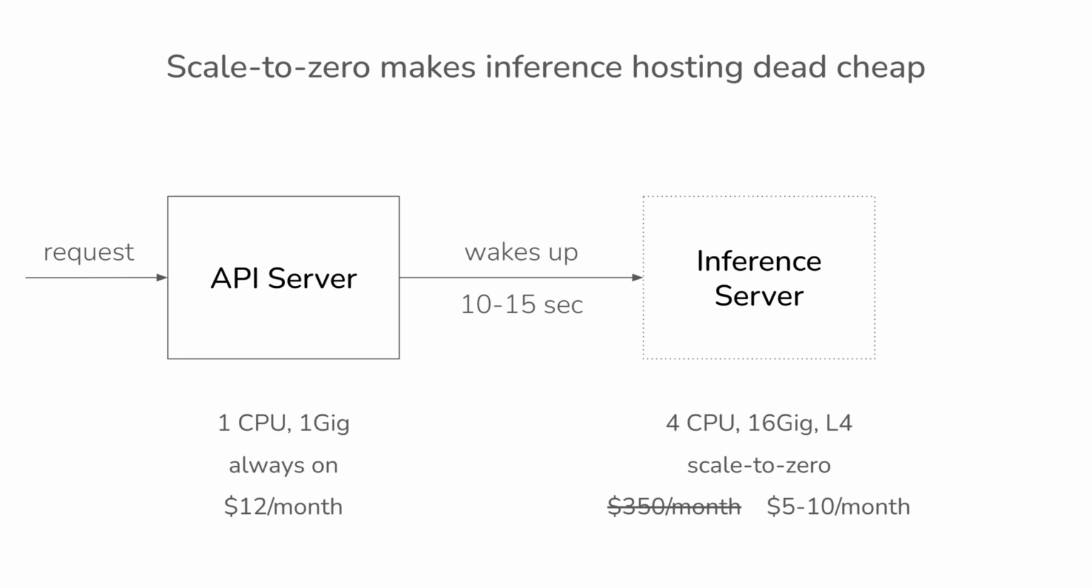Even with bulk usage, it's the same thing. You can do a lot of inference at a time and just pay for the time that the inference server was really online. Otherwise, the smallest inference server you can think of, a 4 CPU with 16 gig of RAM and an L4 GPU, will cost you $350 per month. With scale to 0, it's only $5 to $10 per month. That is amazing because it enables you not only to train and fine tune these models to your use case, but also to have a relatively relaxed relationship with your inference server costs.